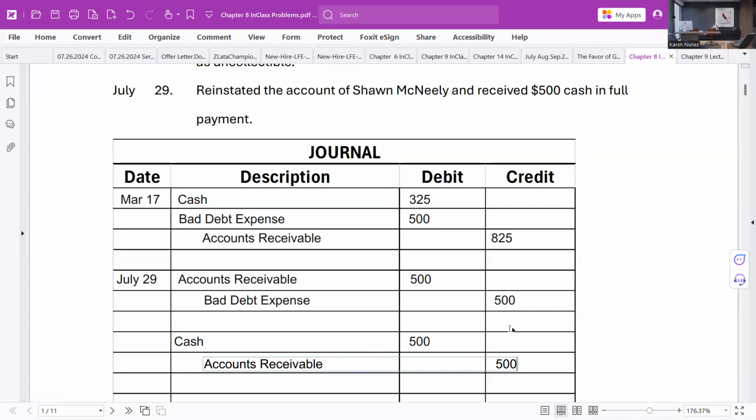And that's the direct write-off method. We directly write off the receivable when we know it's uncollectible. Debit the bad debt expense, record any cash that we are able to recover, remove the receivable. And then if at some point we determine that we will be able to collect on it, we reinstate the receivable and show the collection on account. That's the direct write-off method.